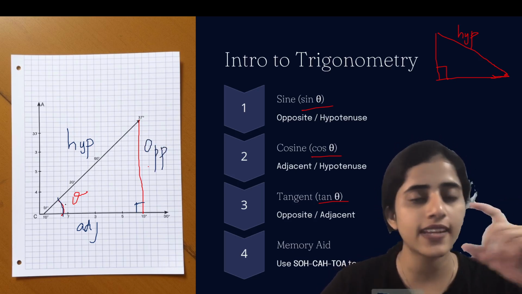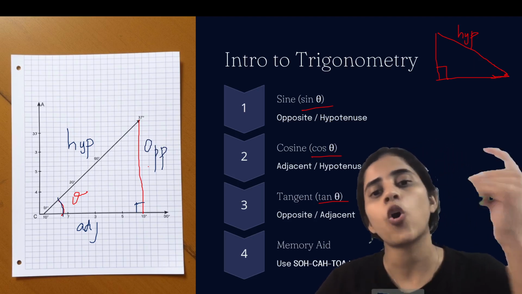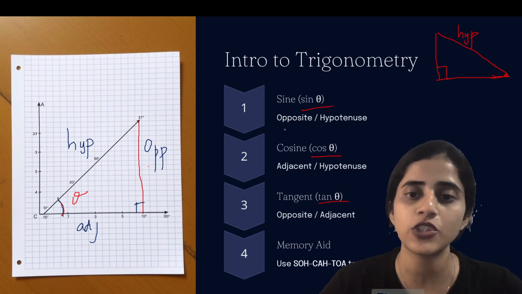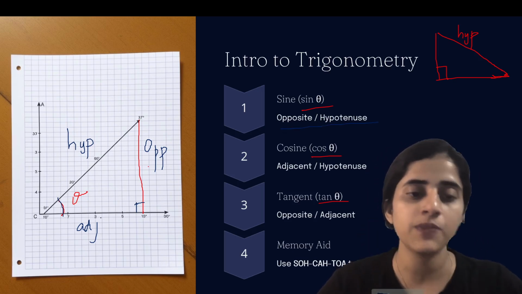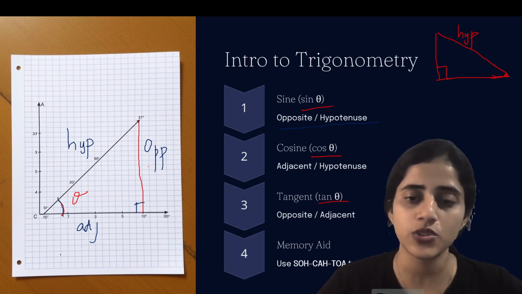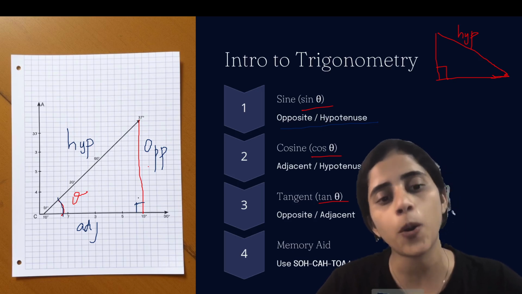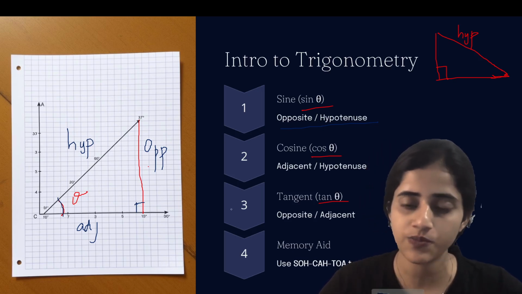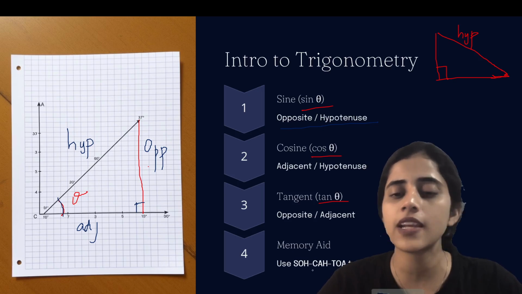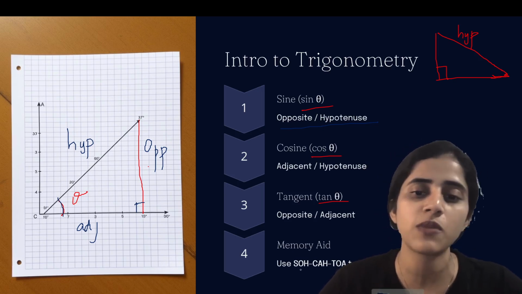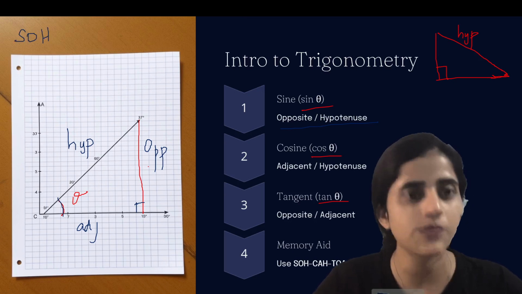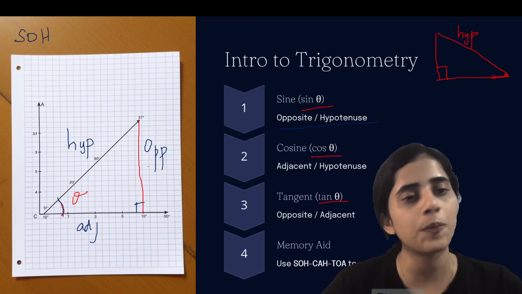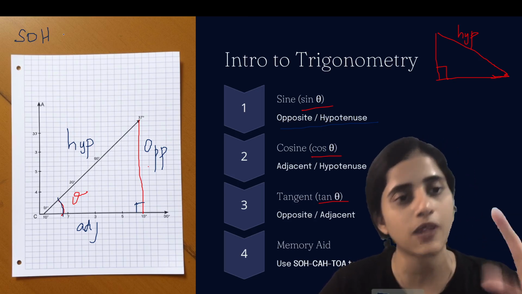So what is sine theta? Sine theta is opposite by hypotenuse. Now what will cos theta be? Adjacent by hypotenuse. And tan theta will be opposite by adjacent. This is a small memory aid that you can use to remember. You can just remember it as SOH, which is sine opposite hypotenuse. Sine is opposite by hypotenuse.